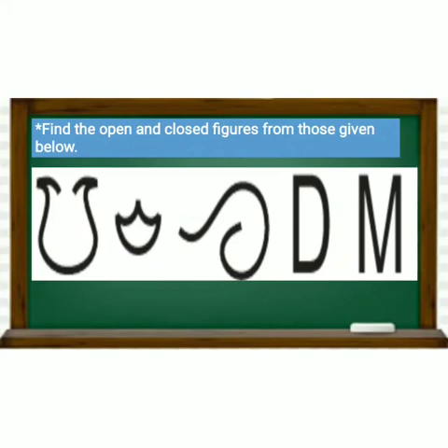In the second part, find the open and closed figures from those given below. Now here, children, you can find the open figure and closed figure. The first figure given is an open figure, and the second figure is a closed figure, and the next figure is an open figure, again the next figure is a closed figure, and the last figure is also open.